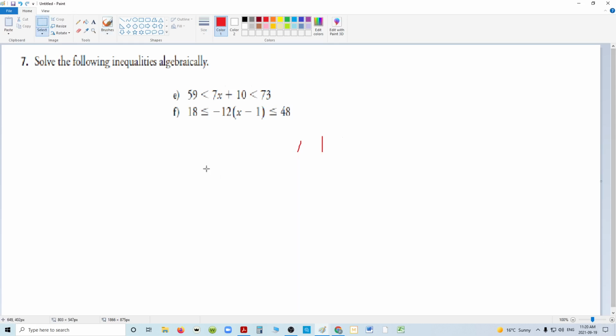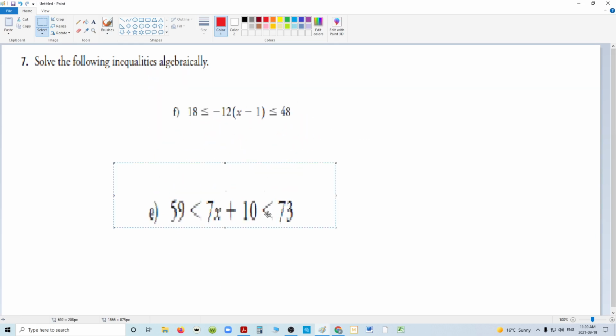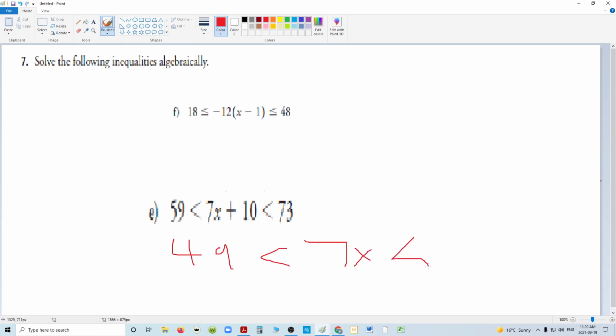And you can test it out. This one's actually quite a bit simpler. Sometimes they're not true, so you should always test them out. So first I have to subtract 10 from both sides. I get 49 is smaller than 7x, which is smaller than, what's 73 minus 10, 63.